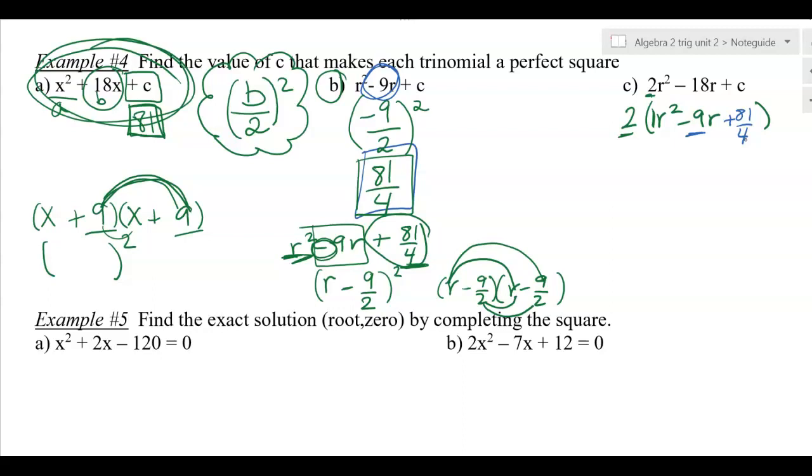Emily? Yeah, now let's just put the 2 back in and it will look how we want it to look, right? So this is 2r squared minus 18r. And then what do we really have there? We have 2 times 81 over 4, which is really 81 over 2. So this is my C value. Is that okay with everybody?